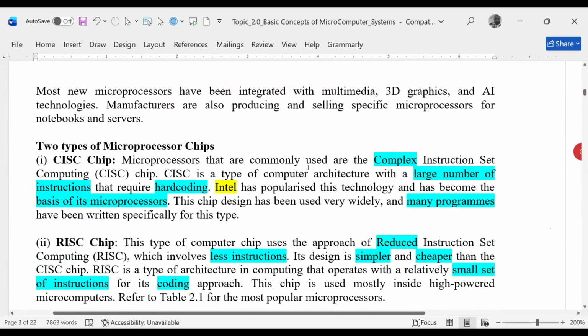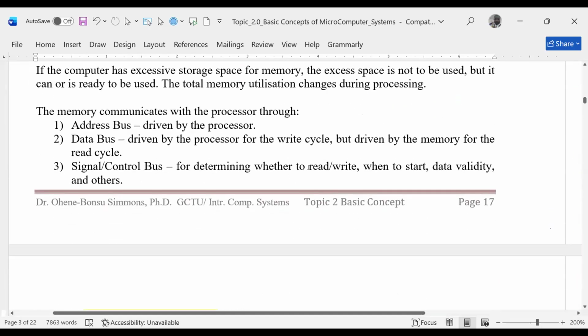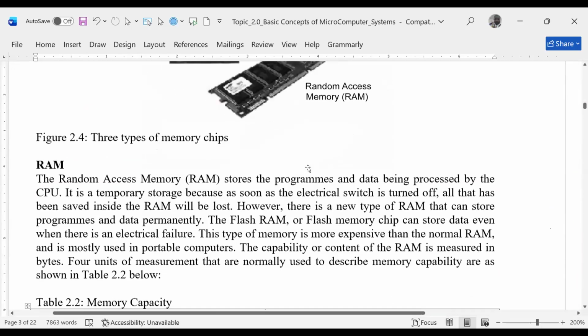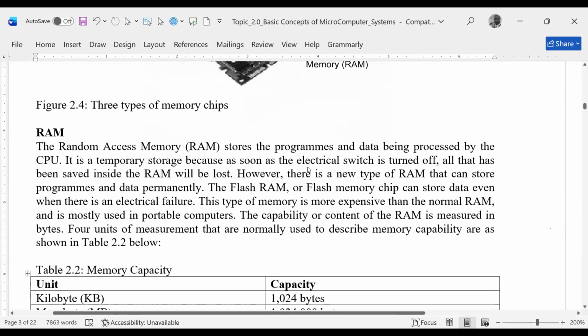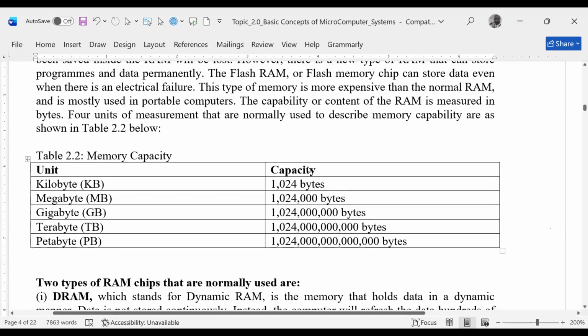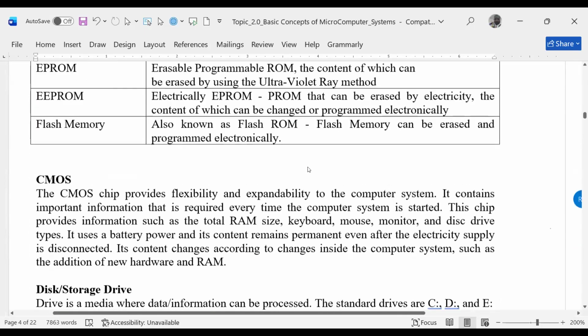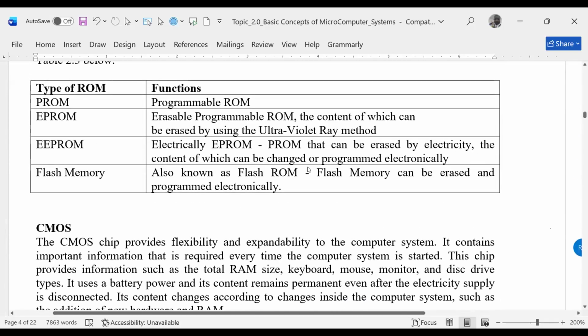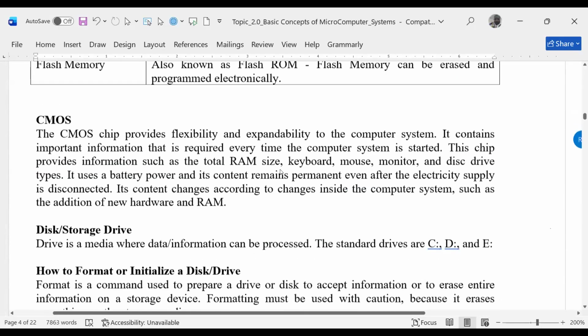I'll explain that. For the microprocessor chip, we have two types: RISC and CISC. The memory chip consists of three types: CMOS, ROM, and RAM. And then the RAM also consists of two types: SRAM and DRAM. Okay, let me finish up to the CMOS here, then ask questions.